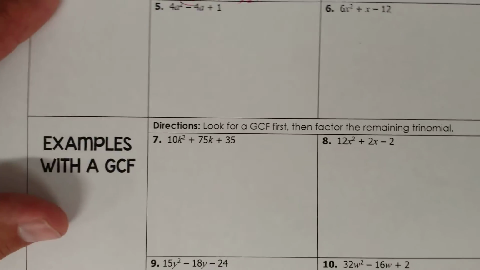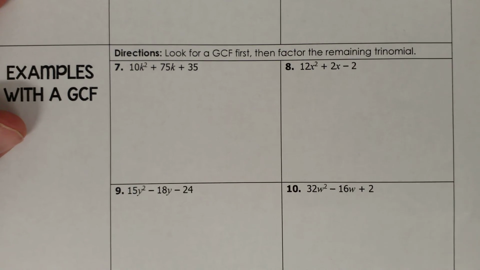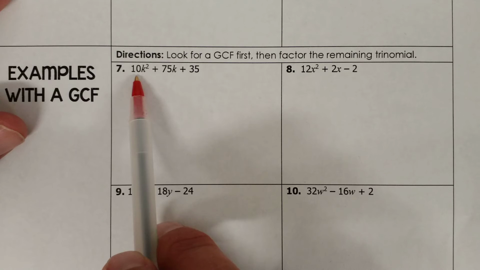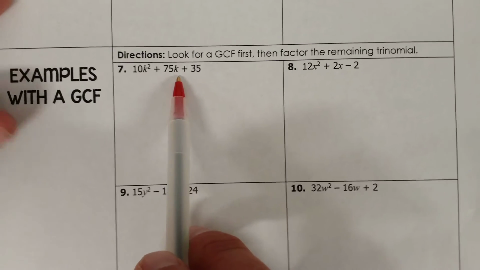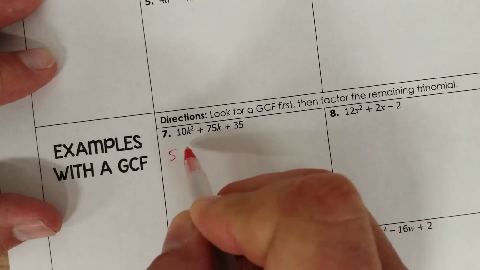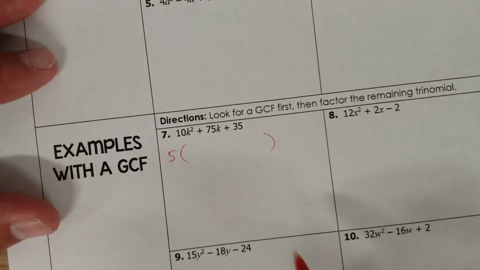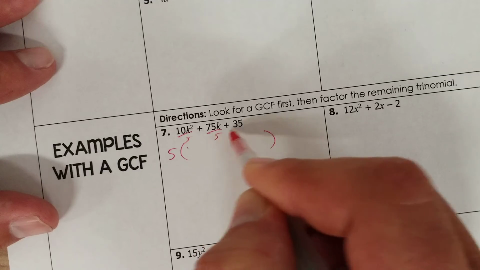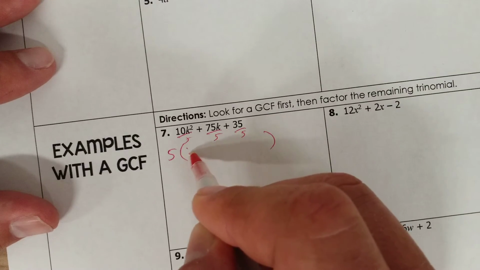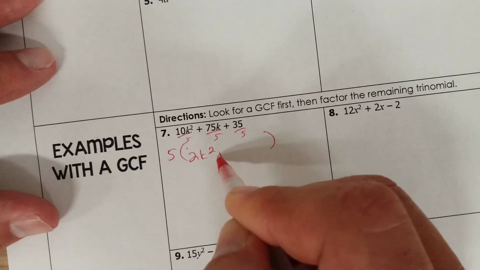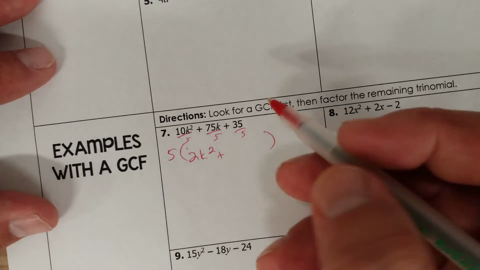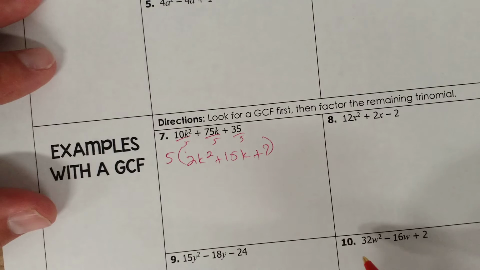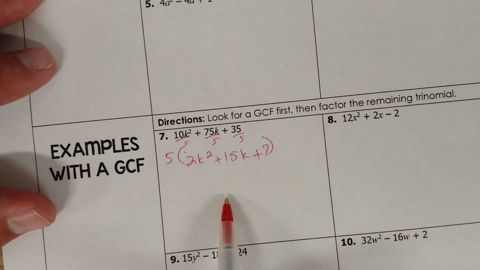Okay, and as hard as it gets is there might be a GCF first. So trinomial, leading number's not 1, but this one has a GCF of 5. So I'm going to go ahead and factor that 5 out first. So I'm just going to undistribute a 5. So divide everything by 5. That'll leave me with 2k squared plus 15k plus 7. And now what I have left over is a trinomial.